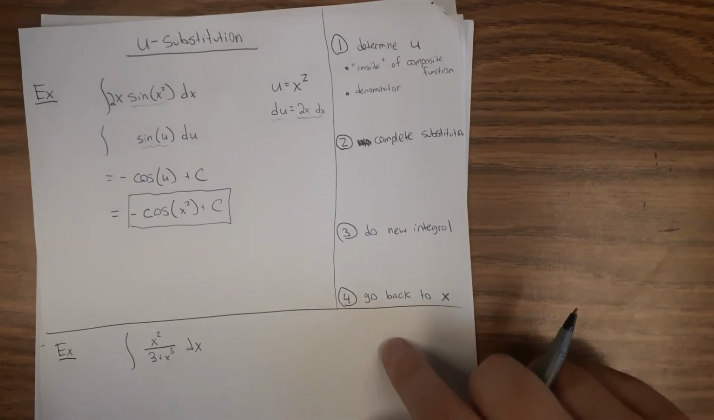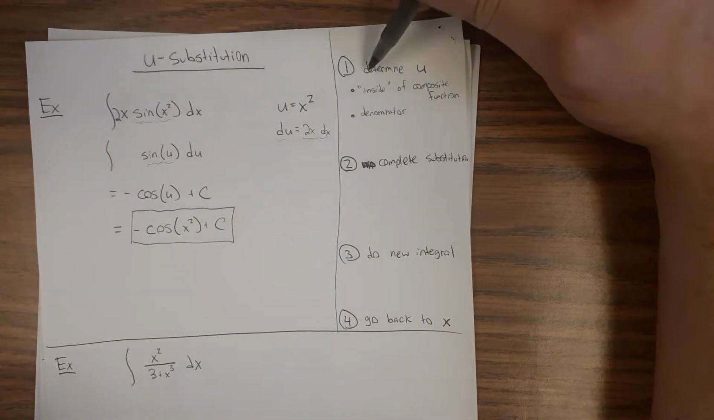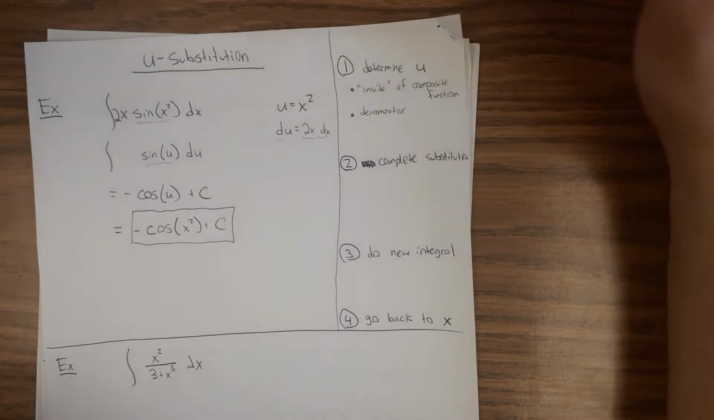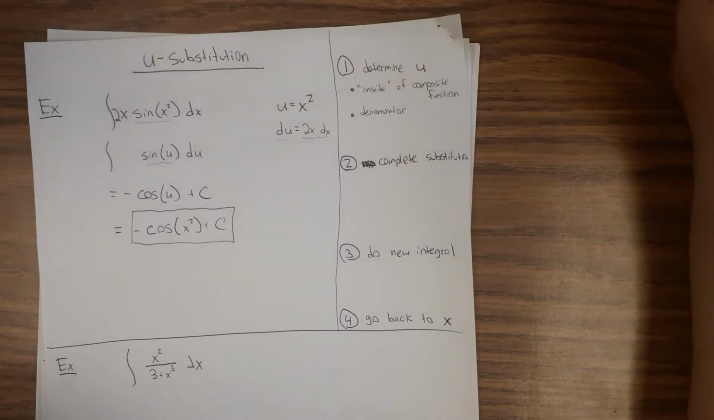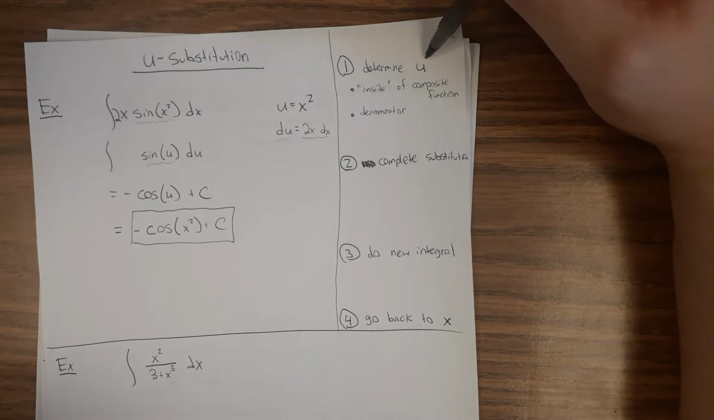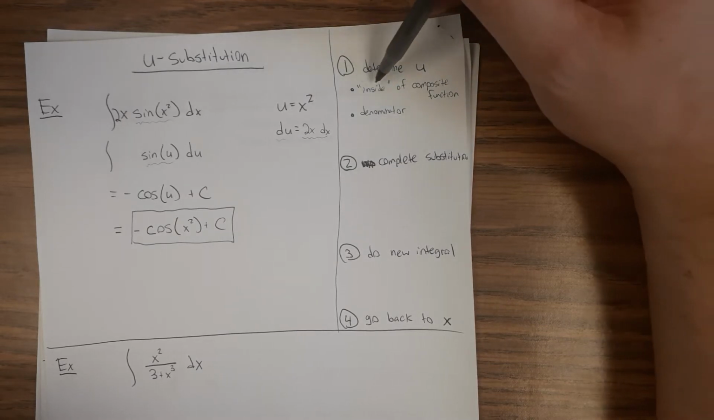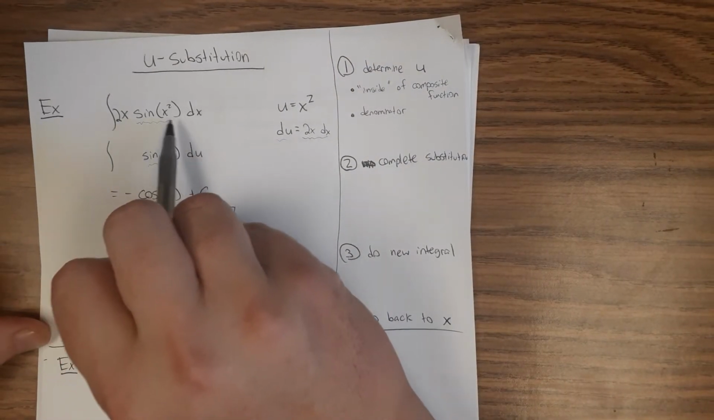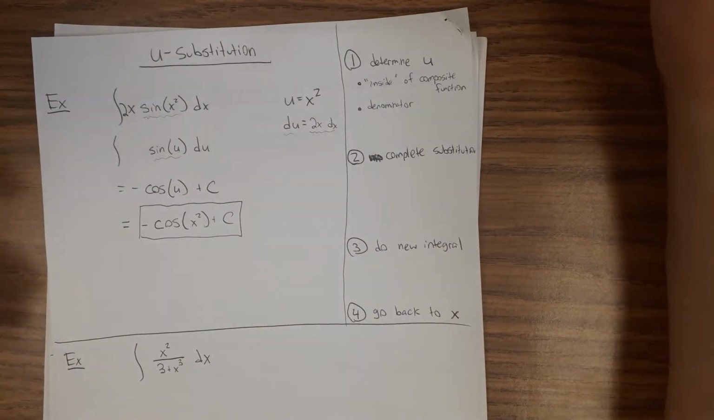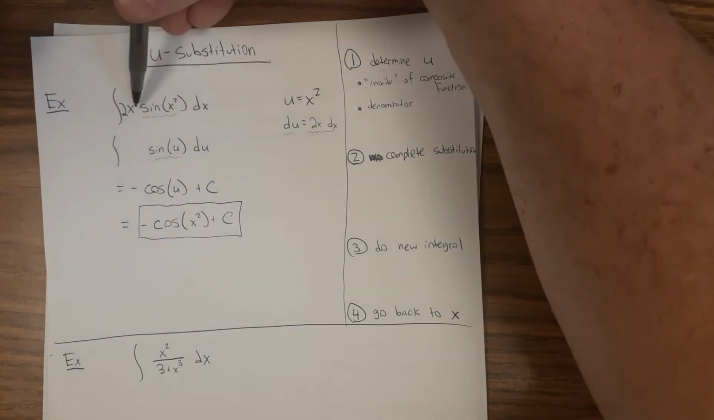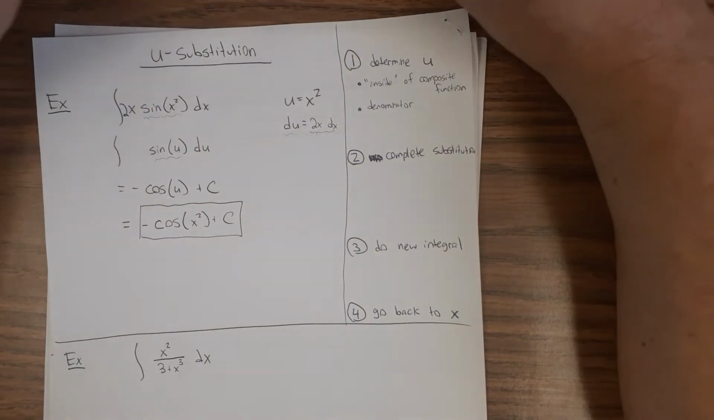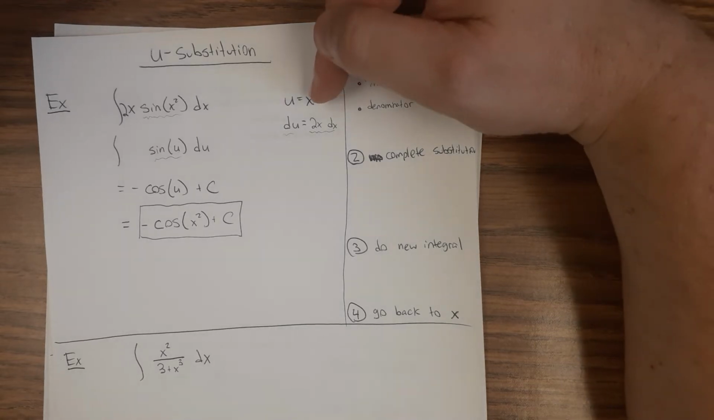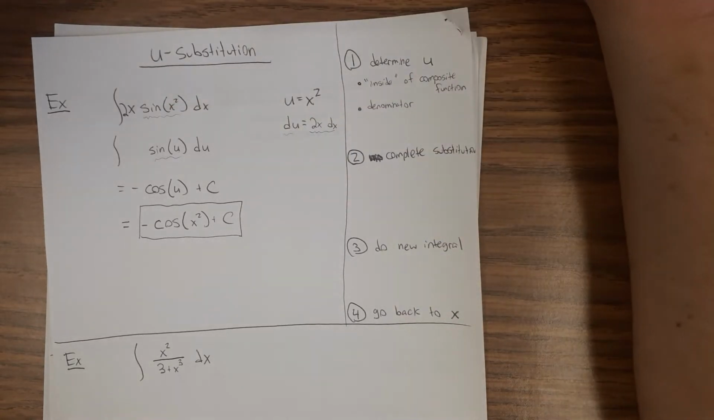Let me start talking about step one, because it was on easy mode for the first example we did. We were just told what to make u. Good ideas for what to make u are the inside of a composite function. Sine of x squared is a composite function, like f of g of x, where f is the sine and g is the x squared. It's typically a good idea to make u the inside of a composite function.